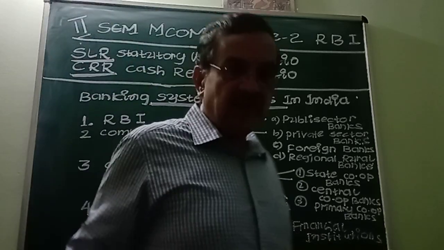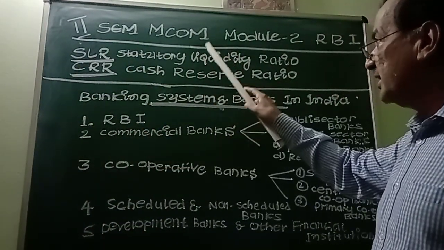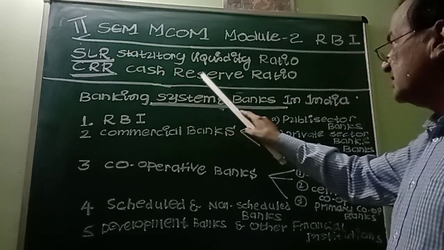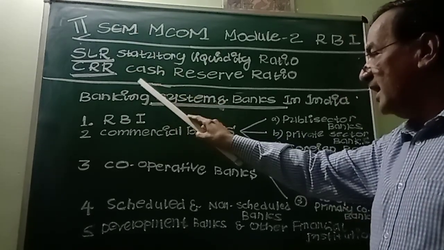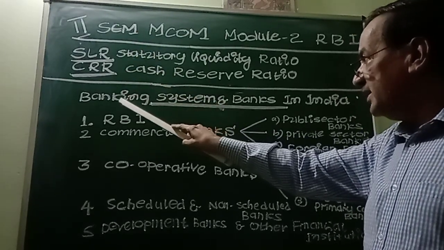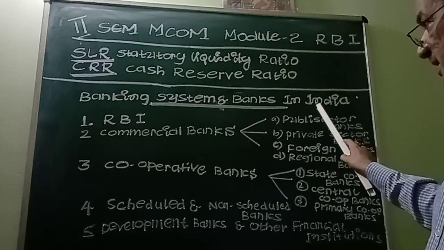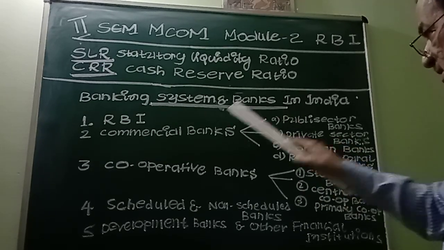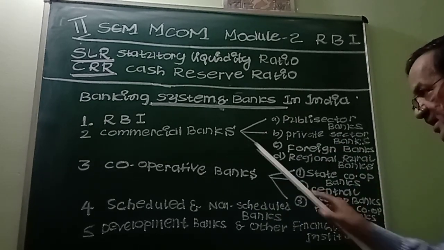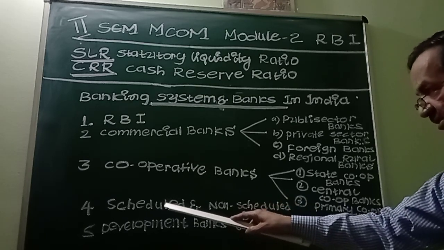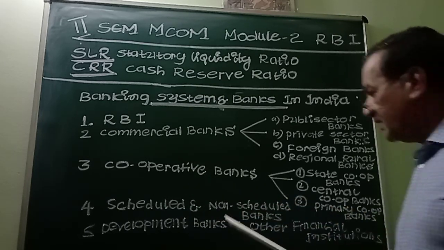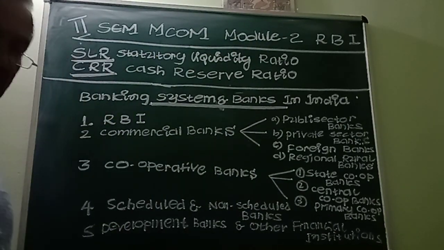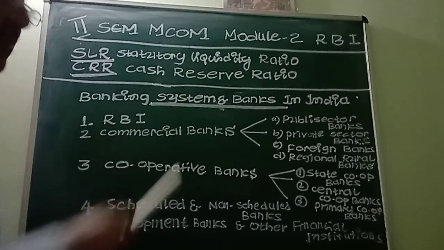See, today we have learnt two important concepts according to our syllabus: statutory liquidity ratio, known as SLR, and cash reserve ratio, called CRR. Afterwards we learnt what the banking system and banks in India are. We have bifurcated them into 5 types. Again, commercial banks are bifurcated into 4 types and cooperative banks into 3 types. After that, we also learnt scheduled and non-scheduled banks. Last but not the least, we learned the development banks and other financial institutions. Thank you. See, this is the end of our second module.